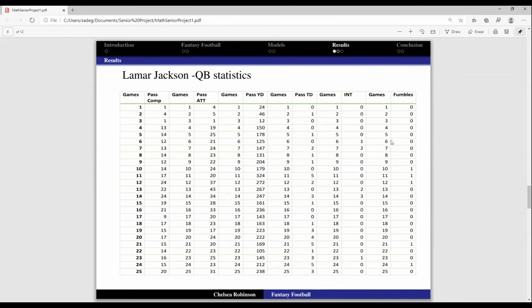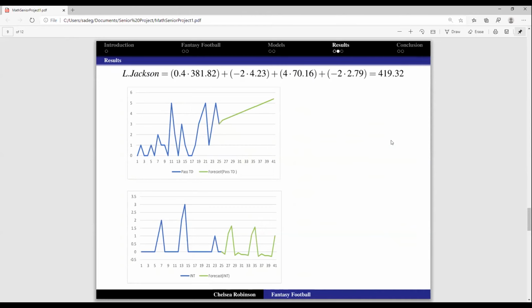And basically you did the games per the passing components, the games per passing attempts, the games per passing yards, and the games per passing touchdowns. And when you did that, you had to use the forecasting, and it did it all by itself. And he's predicted to have 419 points for the next season.